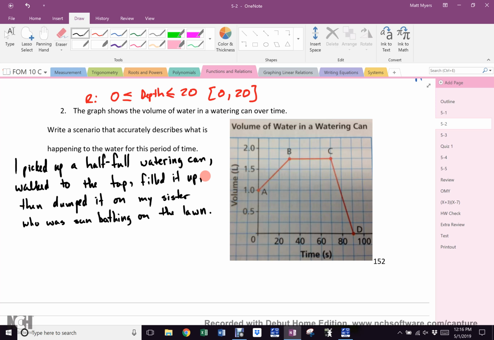All right. Now, let's talk. How do I know the watering can isn't all the way full? Riley. Because at 0 time, there's 1 liter in it, right? So what is happening from A to B? I am filling it. Over a series of time, the volume in the water goes up. How fast? 0.75 liters, right? In how many seconds? 30 seconds. Now, would we do that rate? What would be a better rate to use?